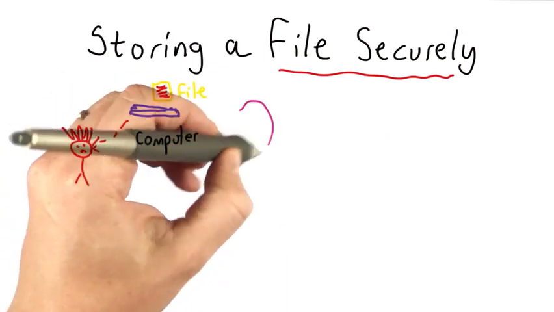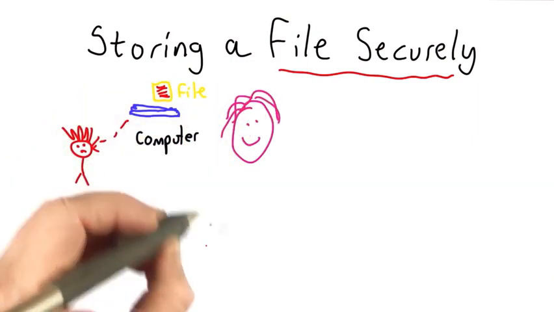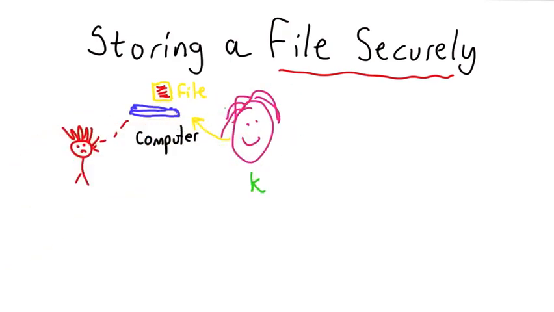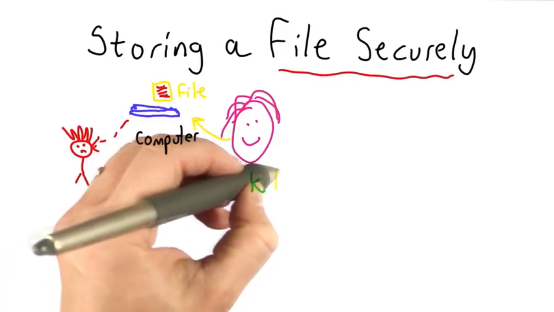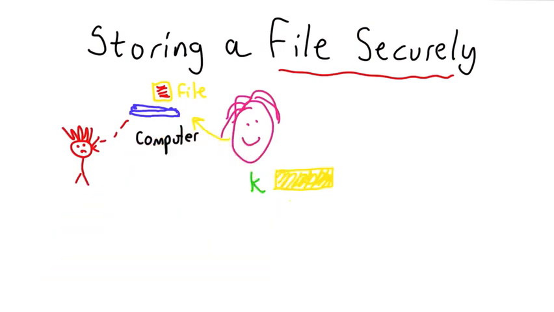Now, we don't want to just throw the file away. We want the owner of the file to still be able to read the file. And so we're going to assume that there's some key that the owner of the file can store in some other place that's secure. We'll talk a little bit later about how we might want to do that, but let's assume there's a key that can be used to decrypt the file.